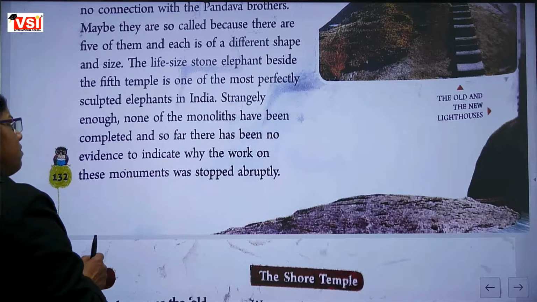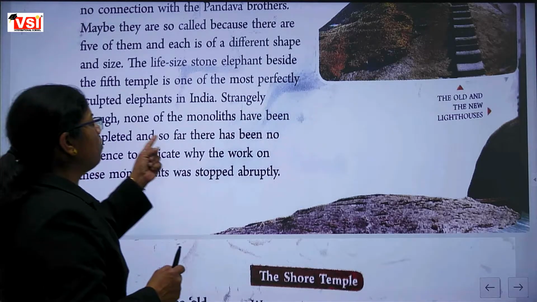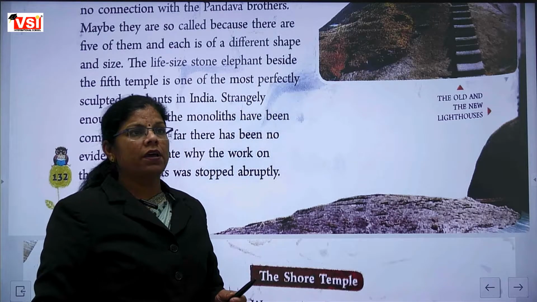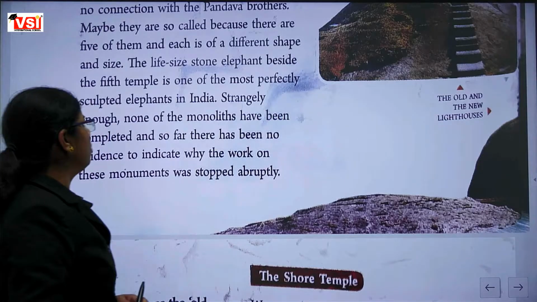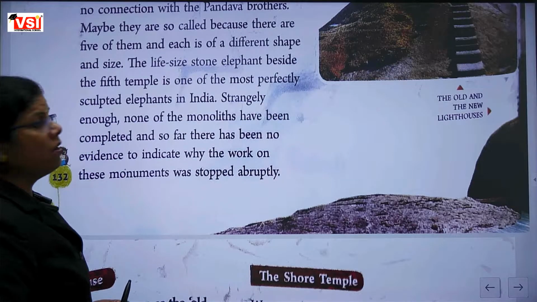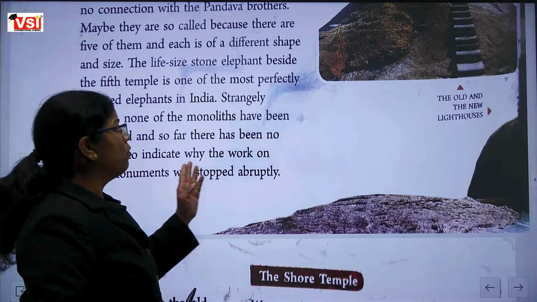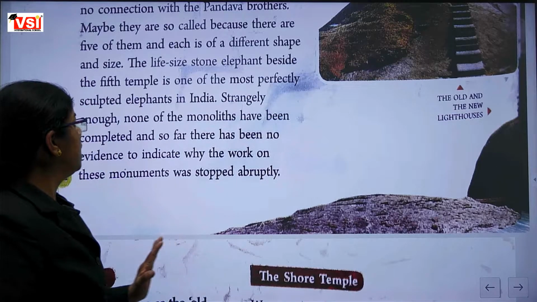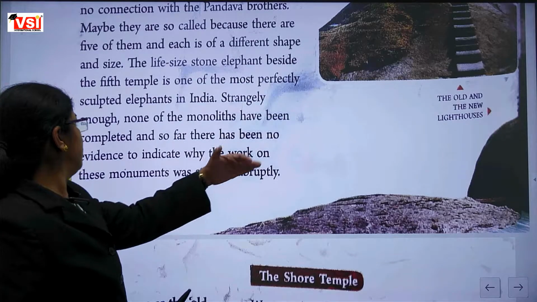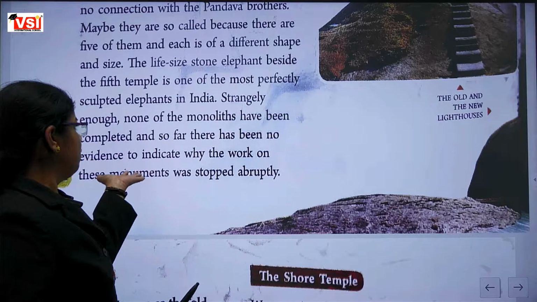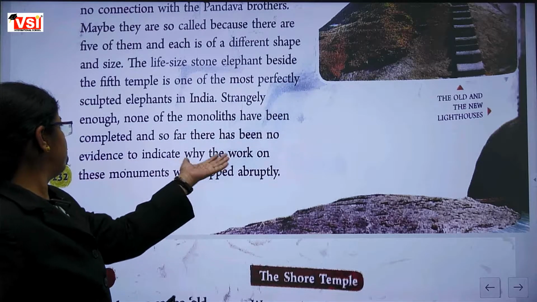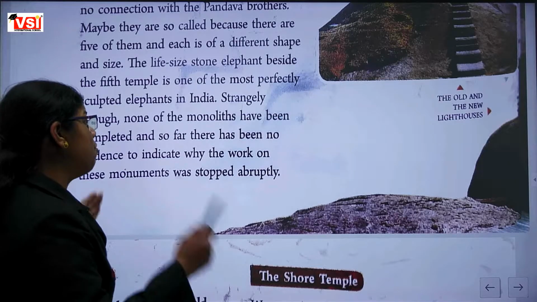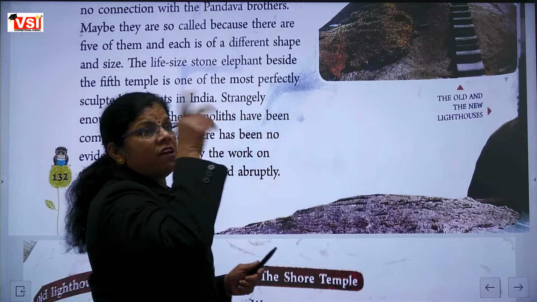It is really strange that none of the monoliths, that is, sculptures made by cutting big rocks, which are called monoliths, have been completed. And what is the strange thing about them? That none of the monoliths is complete. And so far there has been no evidence to indicate why the work on these monuments was stopped abruptly. They were made in the 7th or 8th century.